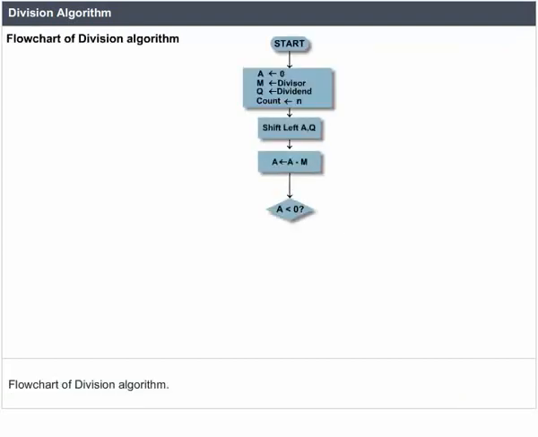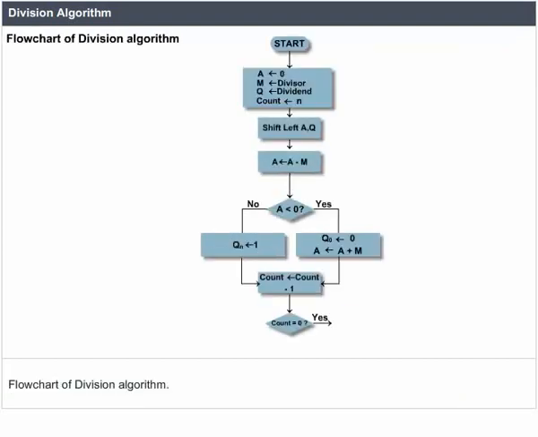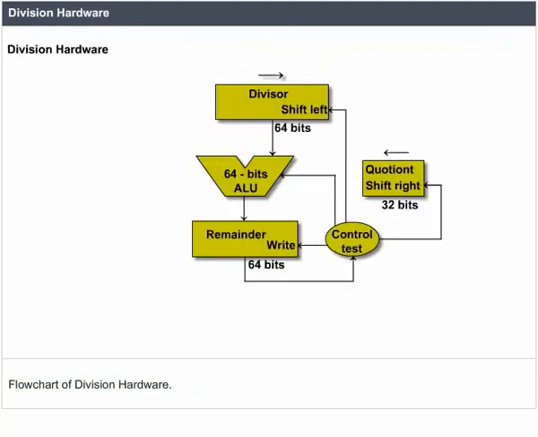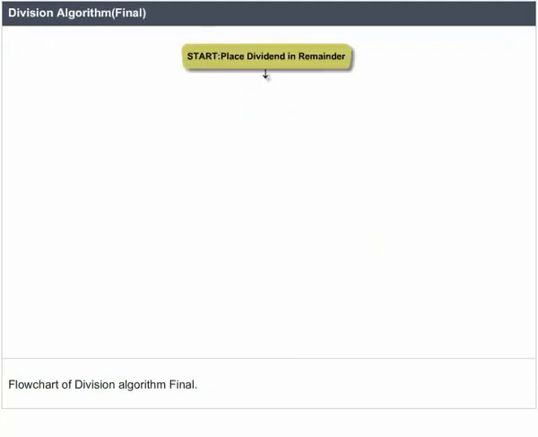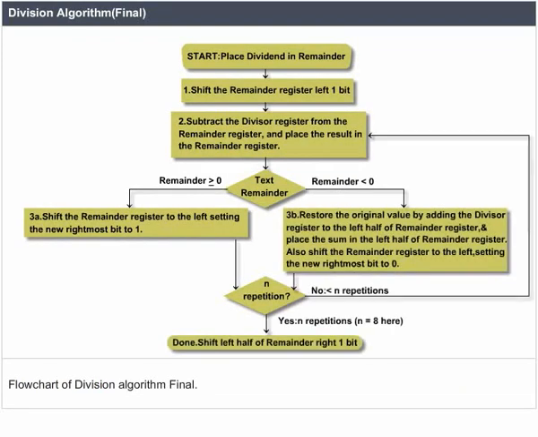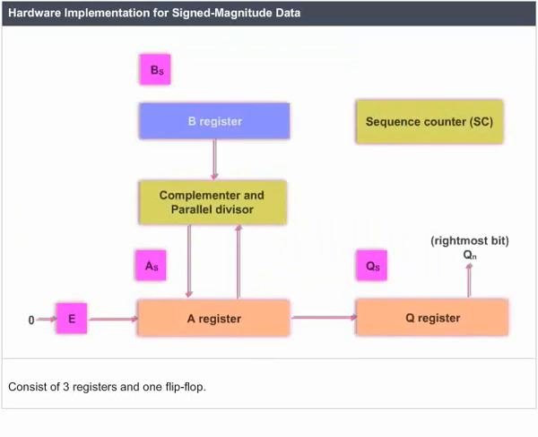Flowchart of division algorithm. Division hardware. Flowchart of division hardware. Division algorithm final. Flowchart of division algorithm final. Hardware implementation of signed magnitude data consists of 3 registers and 1 flip-flop. The register QA holds the dividend and register B holds the divisor.